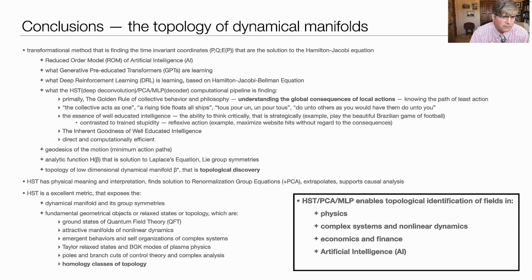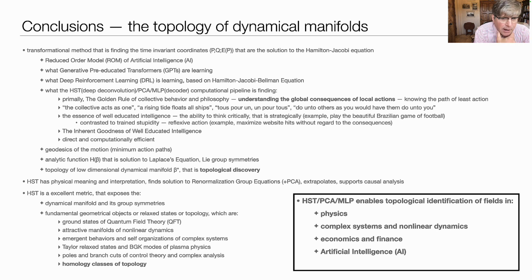computational pipeline is finding. Primarily, this is the golden rule of collective behavior and philosophy. It is understanding the global consequences of local action, or knowing the path of least action, and where you are ultimately going to go, where the arc of history is going to take you. We have summarized this as the collective acts as one, but it has been stated in many other ways throughout history.